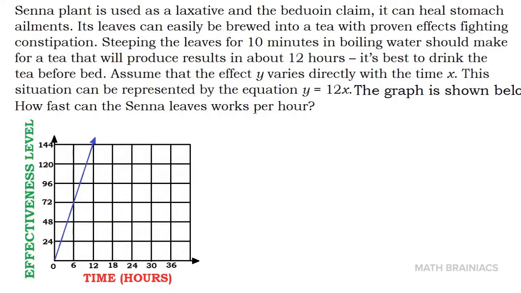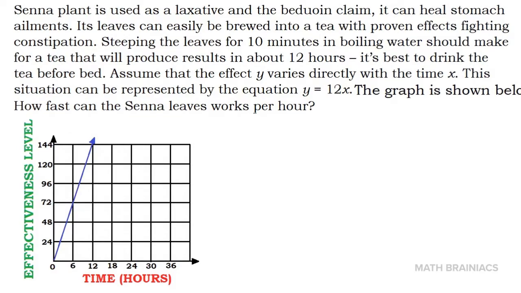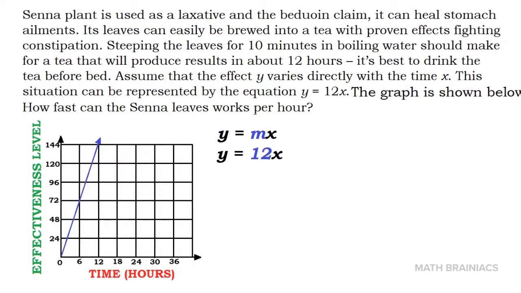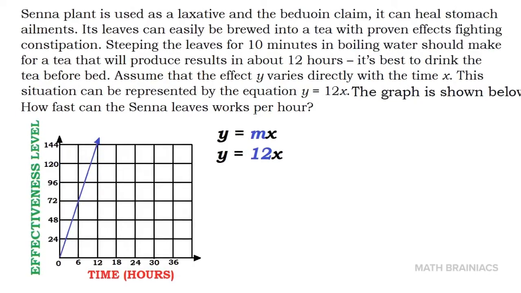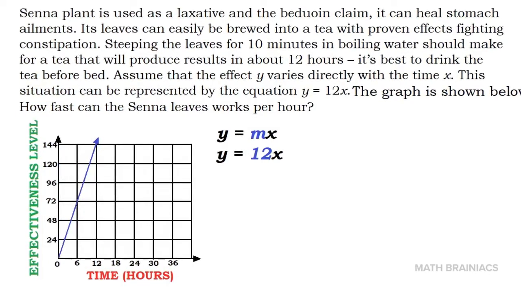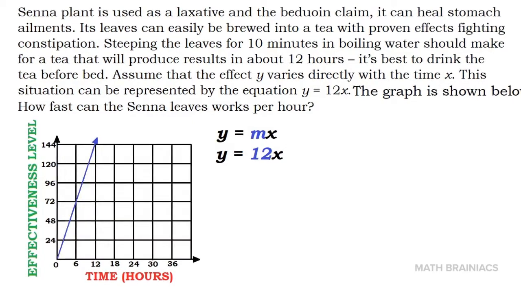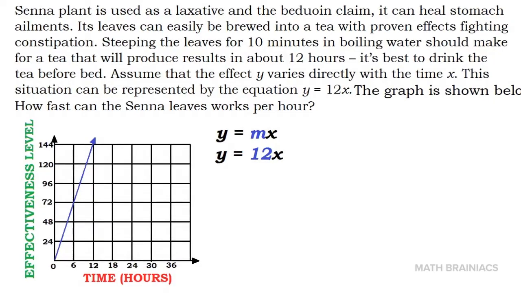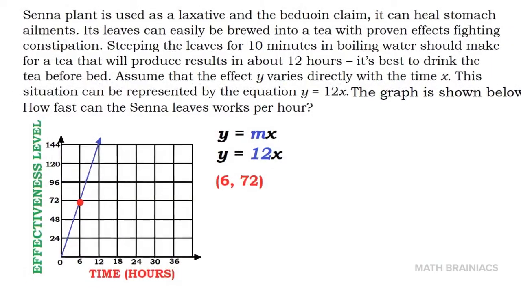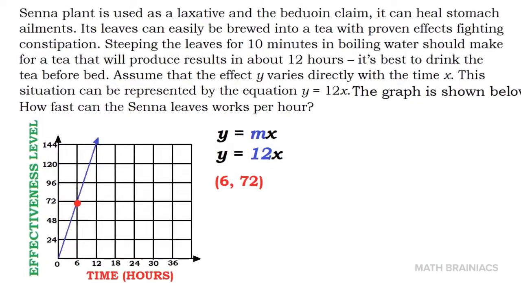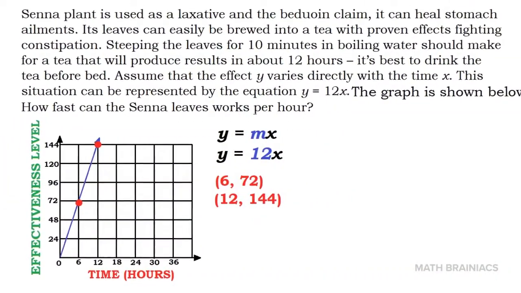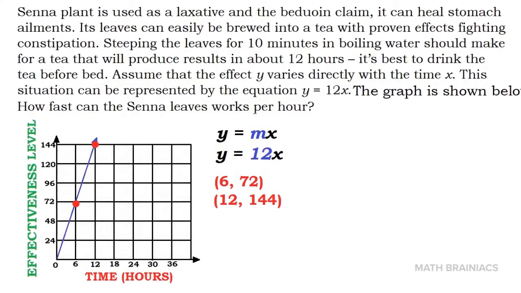You can see that the x-axis represents the time, and the y-axis represents the effectiveness level. Since the equation is y is equal to mx, we are given the equation y is equal to 12x. Therefore, m is equal to 12. Let us consider 2 points on the line in the coordinate plane. The first ordered pair is when x is equal to 6, y is equal to 72. And when x is equal to 12, y is equal to 144.